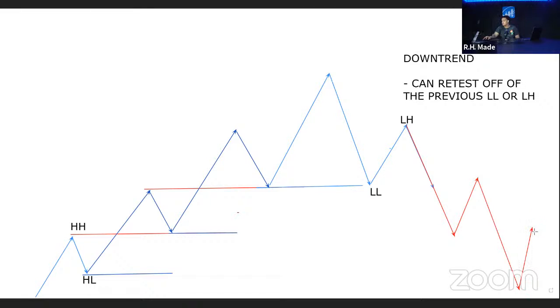So it could either, boom. I don't have much room, but get the picture. So an uptrend can either retest off of the higher high or the higher low, and a downtrend can retest off of the lower low or the lower high. Now we're going to see what that looks like on the chart, so it makes more sense for you guys.